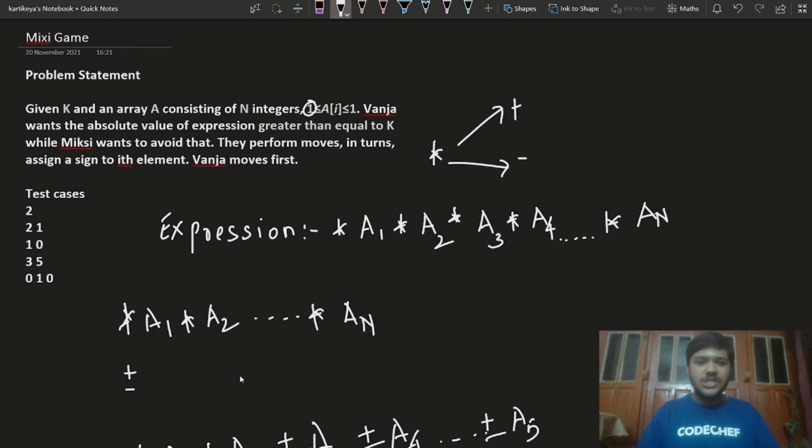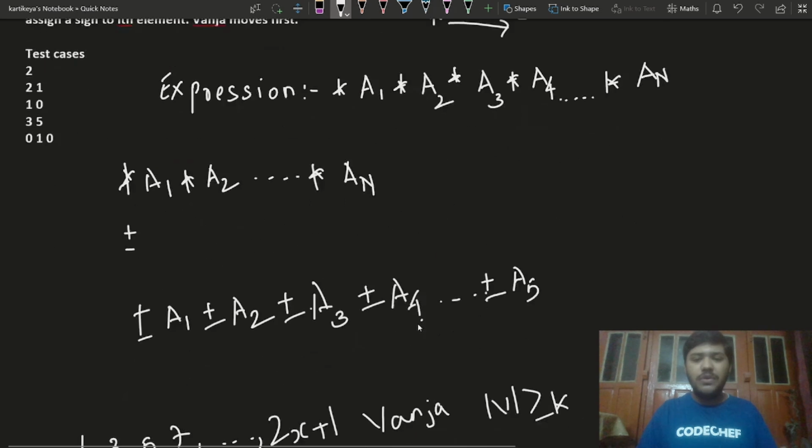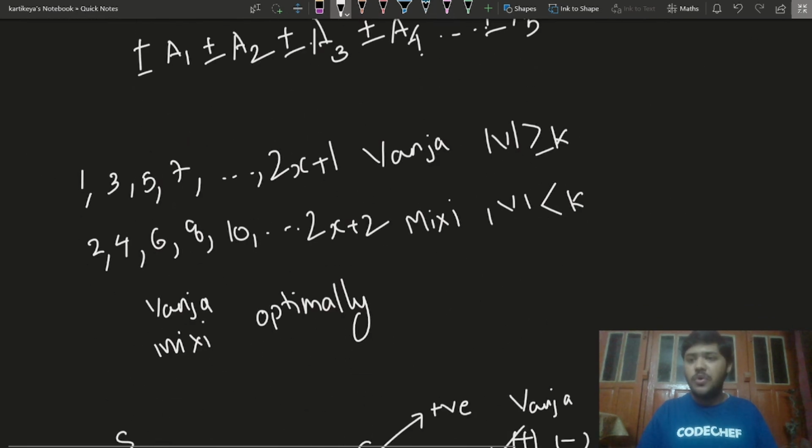If S is positive, Vanja would want to increase the magnitude more, so she would assign the current element as positive. If S is negative, Vanja would want to increase the magnitude, so she would assign the current element as negative. If S is positive, Mixi would assign the current element as negative, and if S is negative, Mixi would assign the current element as positive in order to decrease the magnitude. Okay, so let's move on to the code of this approach.